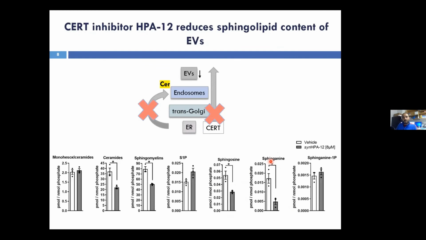So next, to see how the sphingolipid profile would change upon inhibition of CERT activity, we used the drug HPA12, which it has been reported blocks for sure ceramide relocation to the trans-Golgi, but potentially also the relocation to the endosome. And what we found is that HPA12 significantly reduced ceramide presence in EVs, as well as sphingomyelins, especially C16 sphingomyelin, but also sphingosine and sphinganine.